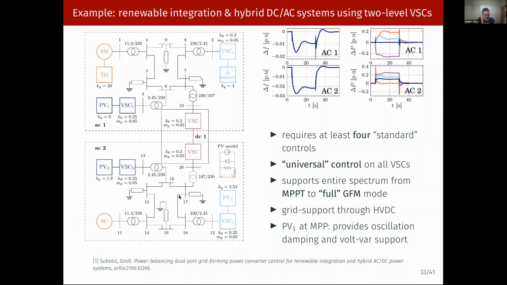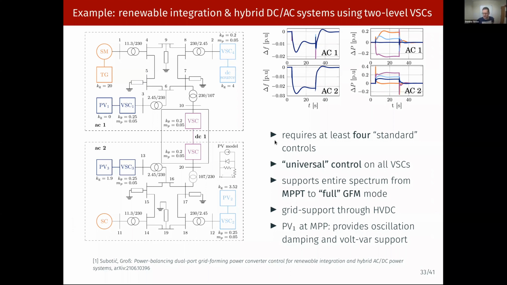So here's a system that is mixing all of these different things. And with the standard approach, you would have to mix at least 4 standard controls. Here we're running the same control on all of them. I put the arXiv reference here, and in the meanwhile, this has been accepted and published in TCNS. You can go through this and check these topology-based stability conditions, and it works out for that system.